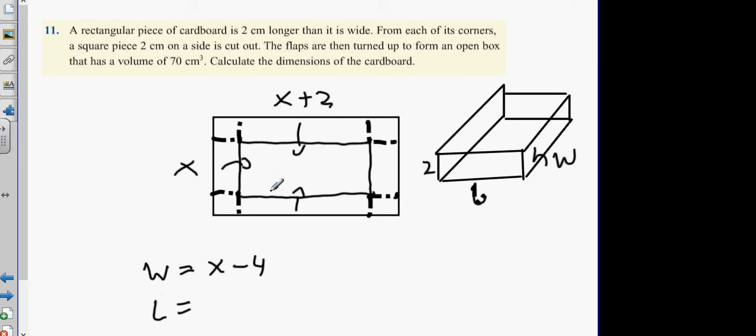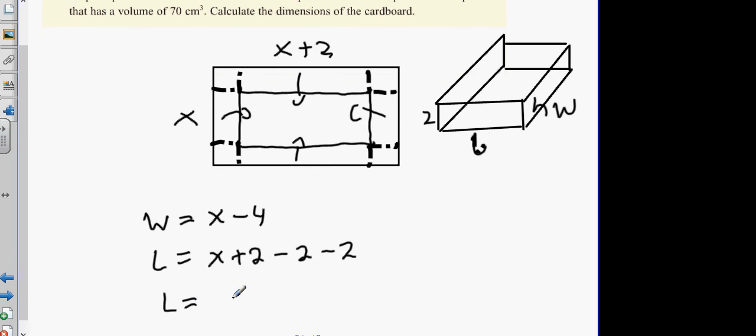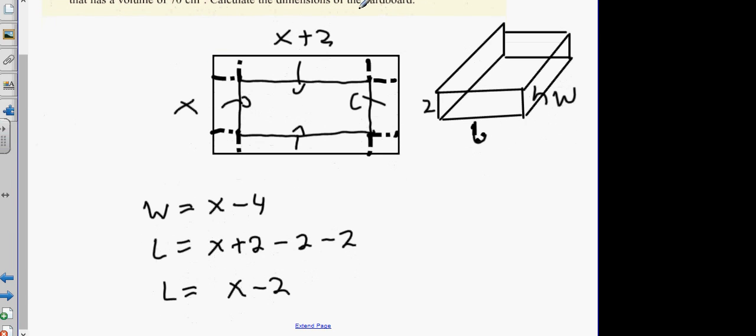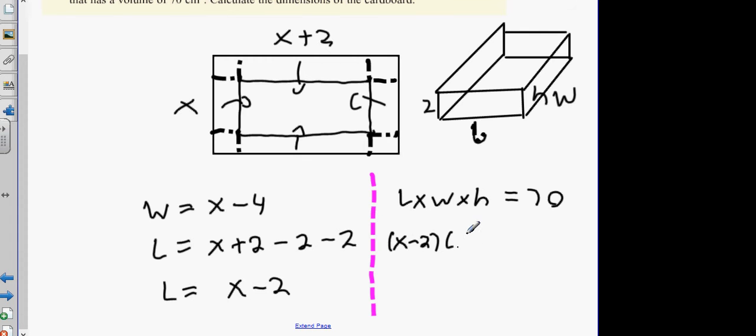The length is the same deal. You fold it twice and you lose 4. So it's going to be x plus 2 minus 2 minus 2. The length is x minus 2. Now, the great thing about this is we now know that the volume is 70. So what we can say is that length by width by height equals 70. Therefore, x minus 2 multiplied by x minus 4 multiplied by h, which is 2, equals 70.